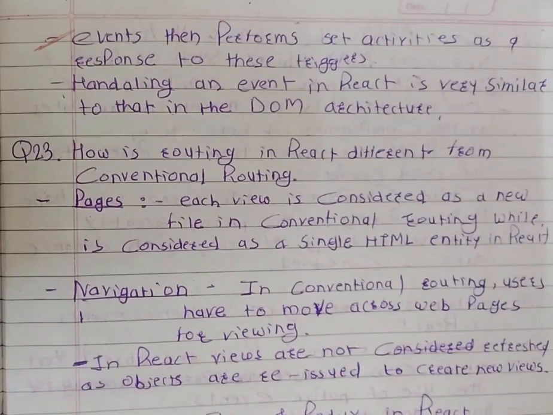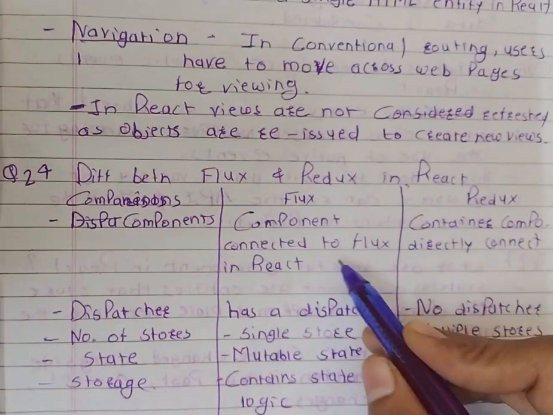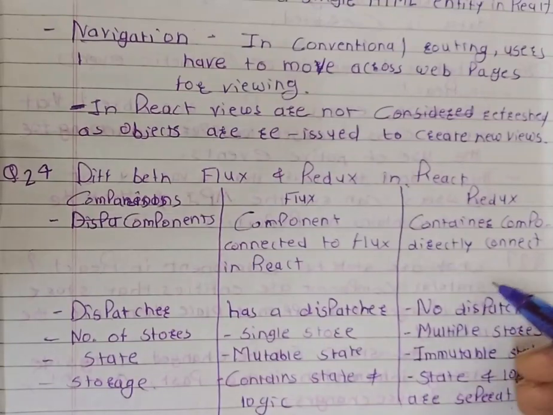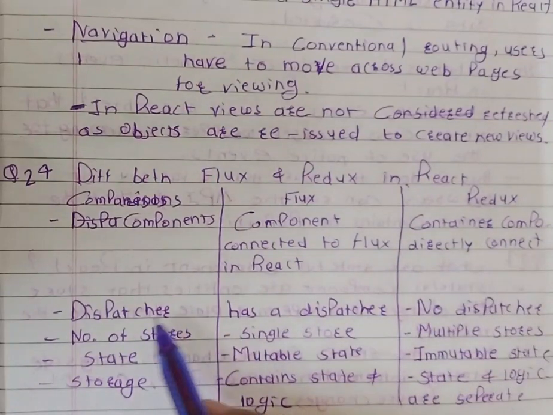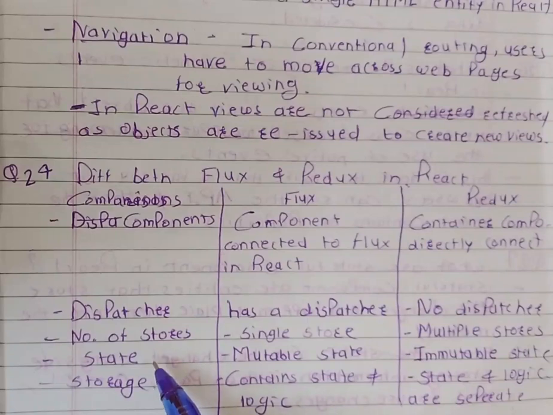Then the next question is, what is the difference between Flux and Redux in React? Basically, components are connected to the container component directly in Flux. Flux has a dispatcher, while in Redux there is no dispatcher. In number of stores, Flux has a single store, whereas in Redux we can create multiple stores. In terms of state, Flux has mutable state, whereas Redux has immutable state. The store contains state and logic, and it contains state and logic separately.